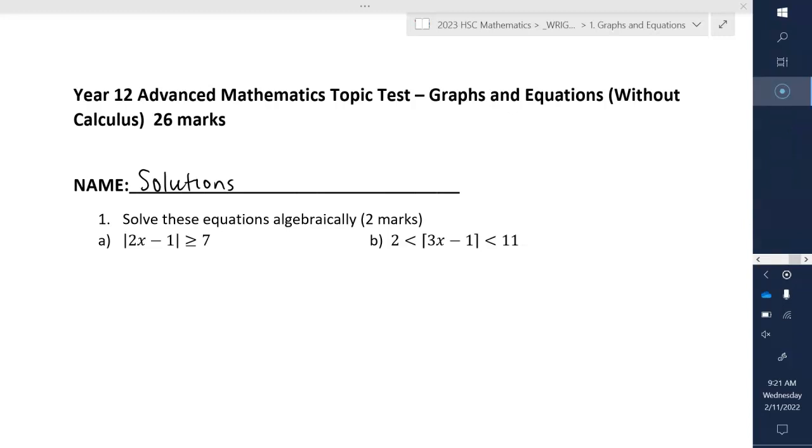Hi guys, these are our solutions to our first topic tests. Our first Year 12 Advanced Maths topic was graphs and equations without calculus. It was worth 26 marks. So here are my solutions.